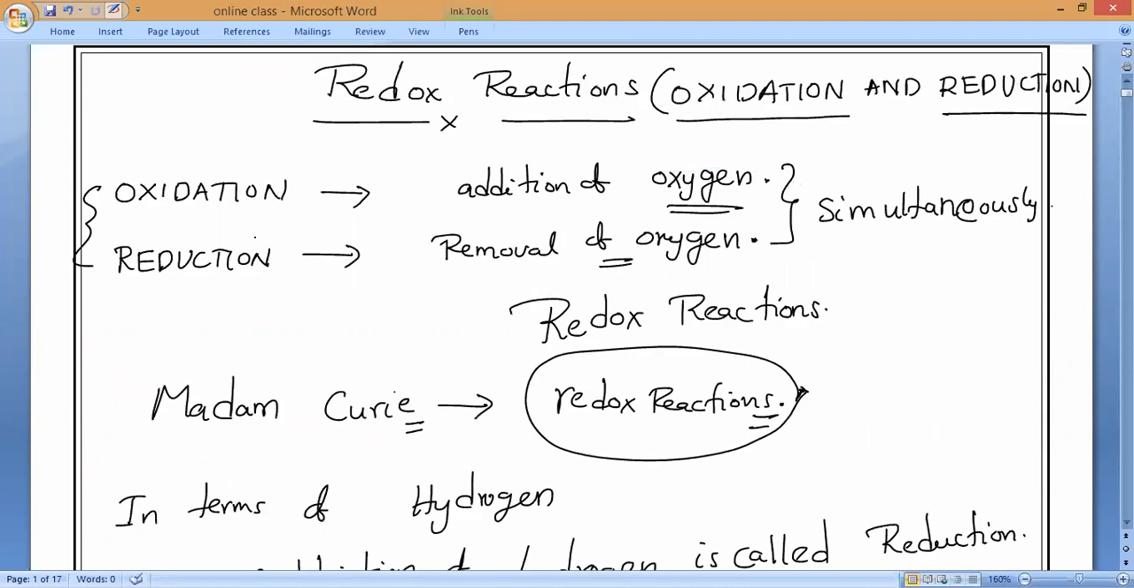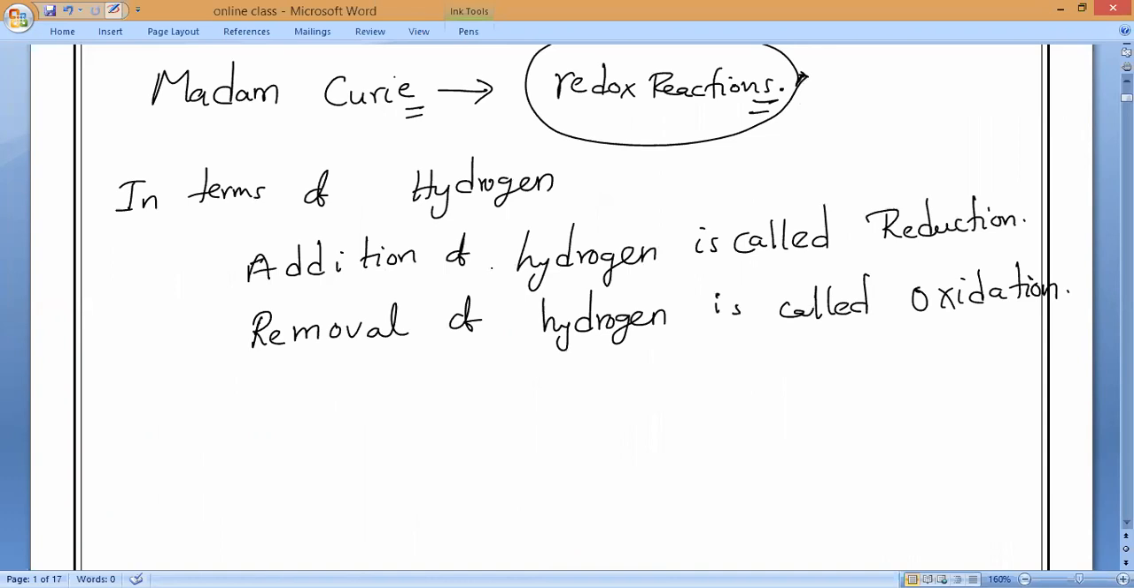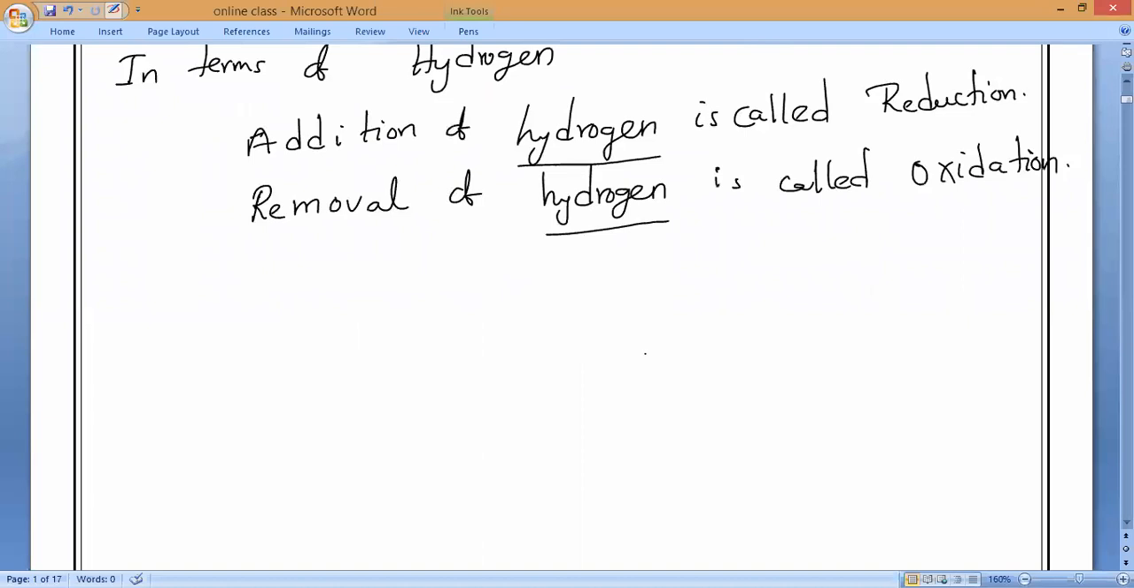So these are the basic definitions of oxidation and reduction in terms of oxygen, and these two definitions in terms of hydrogen. Is it yes or no, guys? Please respond. Yes. Now I will explain with the help of one example so that you can understand. Let us write the first example.